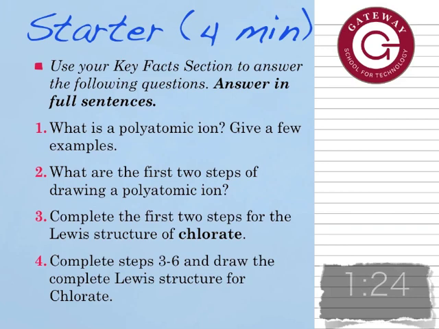So your starter is going to be to answer these questions. What is a polyatomic ion? Give a few examples. What are the first two steps of drawing polyatomic ions, the Lewis structures? Number 3 asks to complete the first two steps for the Lewis structures, and 4 also asks to complete some steps for chlorate, which is a specific polyatomic ion. So I'm going to give you a couple seconds to pause the tape now if you want to do these questions, and we're going to go over the answers very shortly.